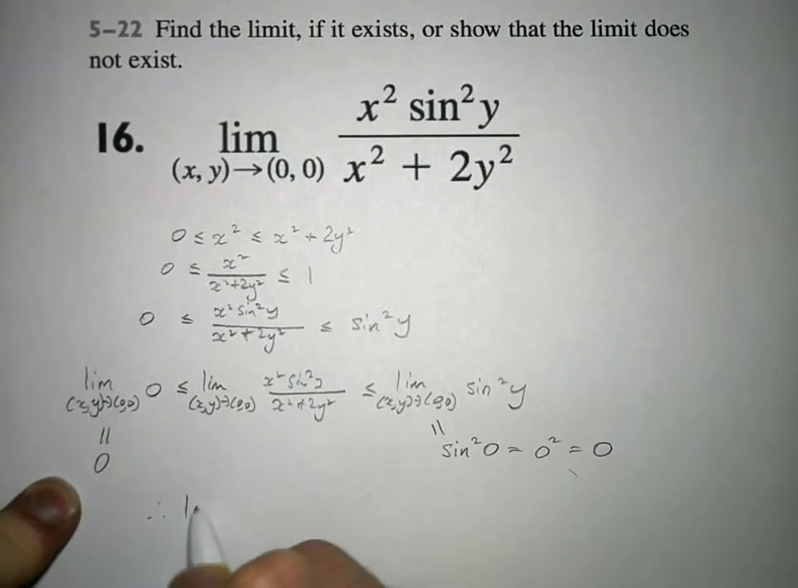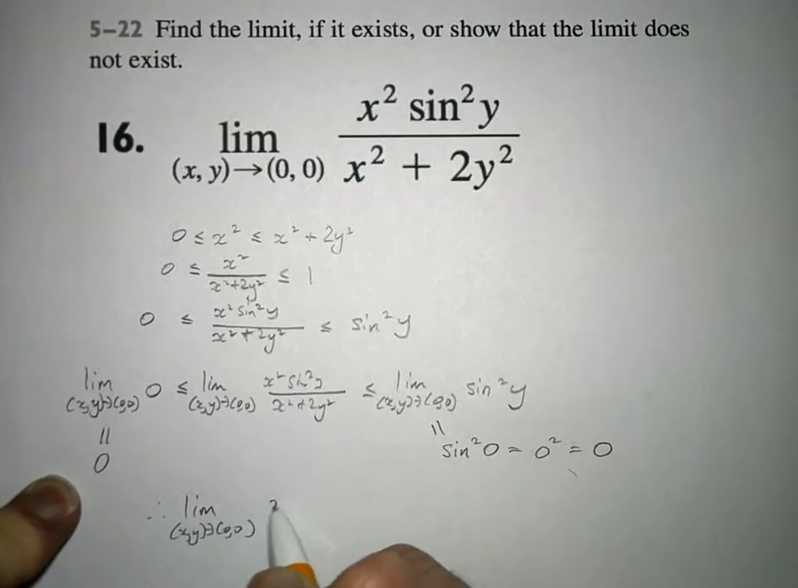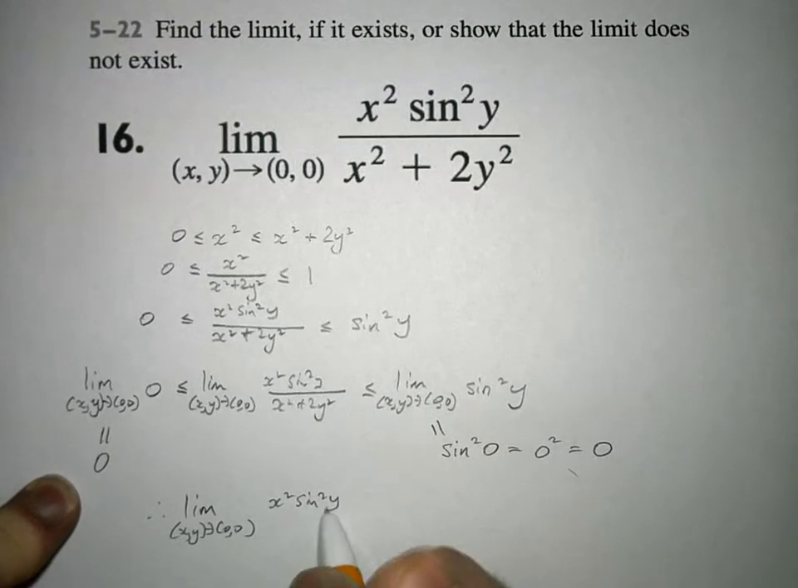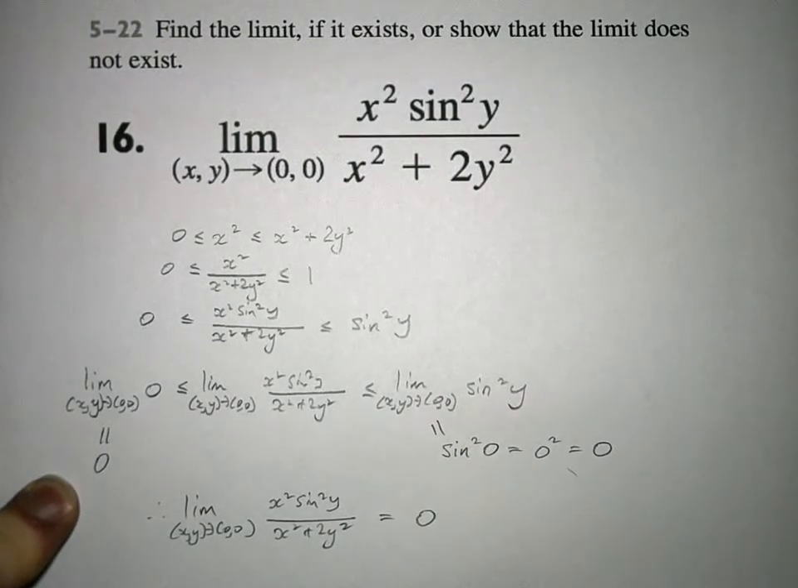So therefore we can conclude that the limit as (x, y) approaches (0, 0) of x squared sine squared y over x squared plus 2y squared is equal to 0 by the squeeze theorem. It's a very nice example of the squeeze theorem.